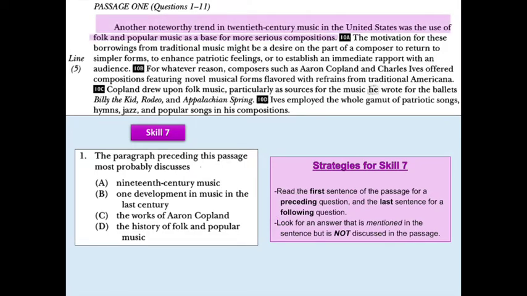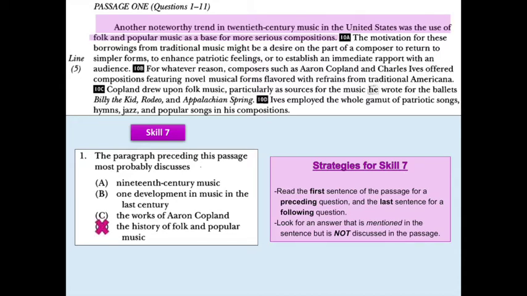Another noteworthy trend in 20th century music in the United States was the use of folk and popular music as a base for more serious compositions. Now let's look at the answers. A. 19th century music. No, we are talking about 20th century music. C. The works of Aaron Copland. No, that is not in the first sentence. D. The history of folk and popular music.